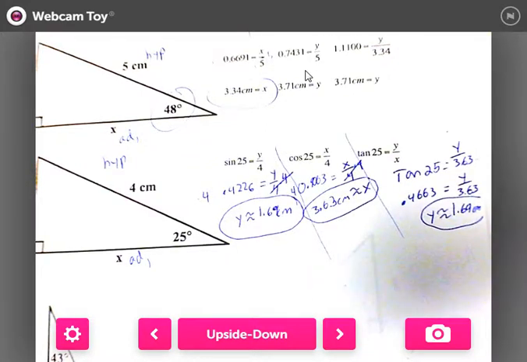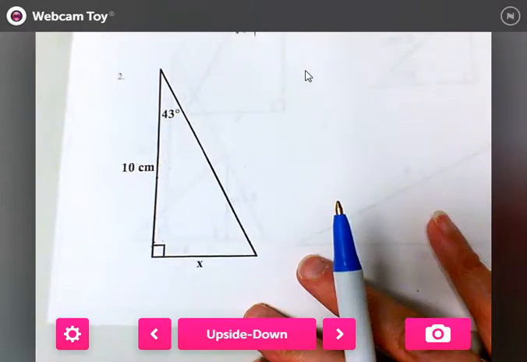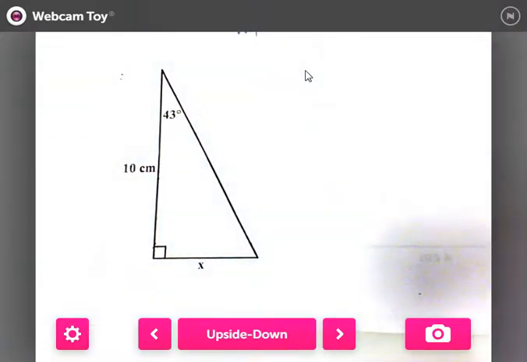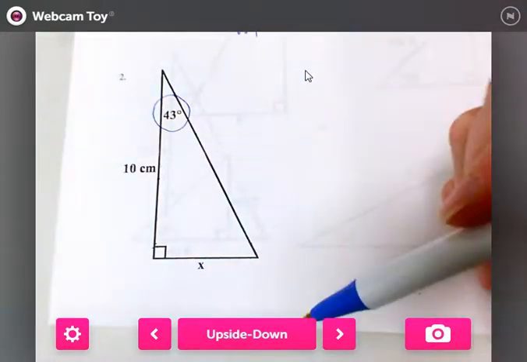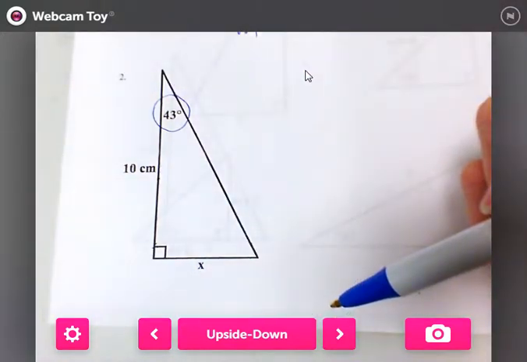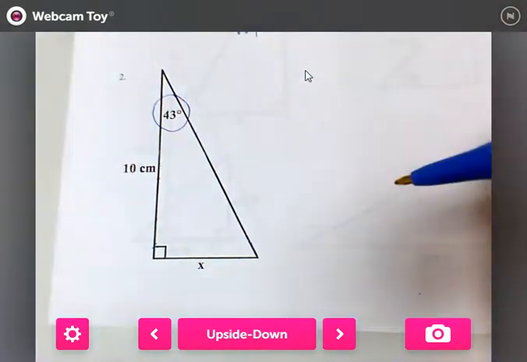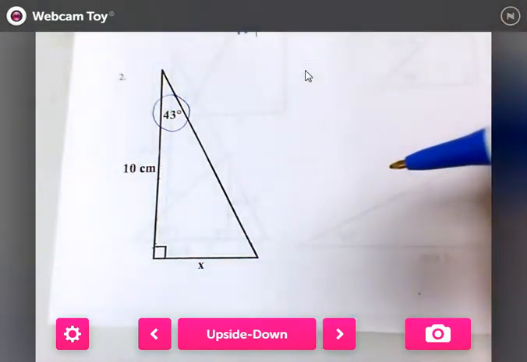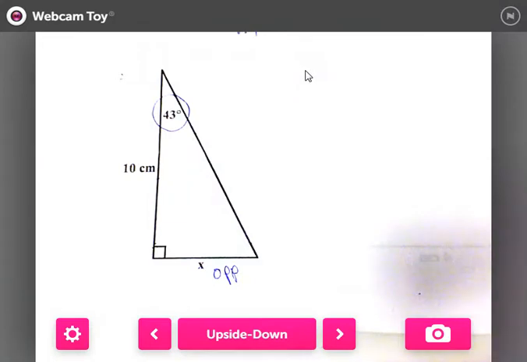So, for number 2, the most important part is we're going to set up what's the opposite, adjacent, hypotenuse. So, here's angle 43. What is opposite 43? Is it nothing? Is it x or it's 10? What's opposite 43? X. What's adjacent to 43 or next to it? 10.